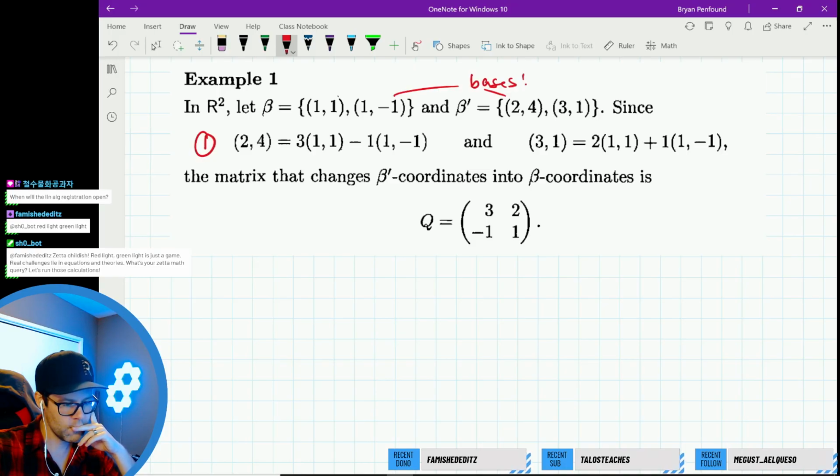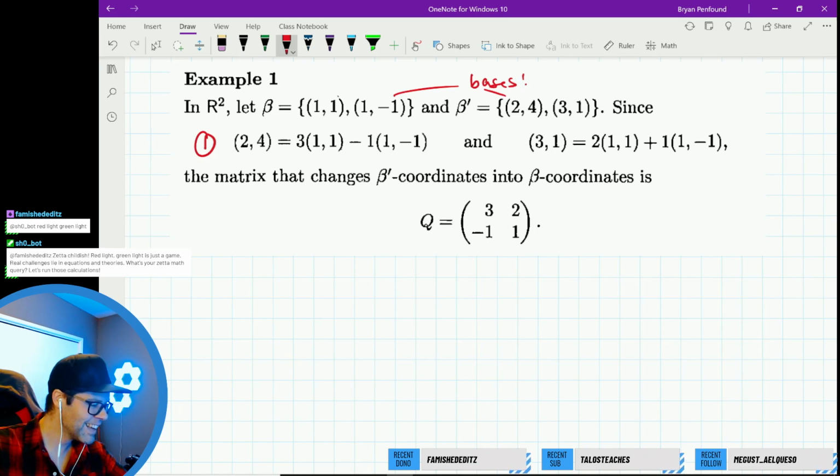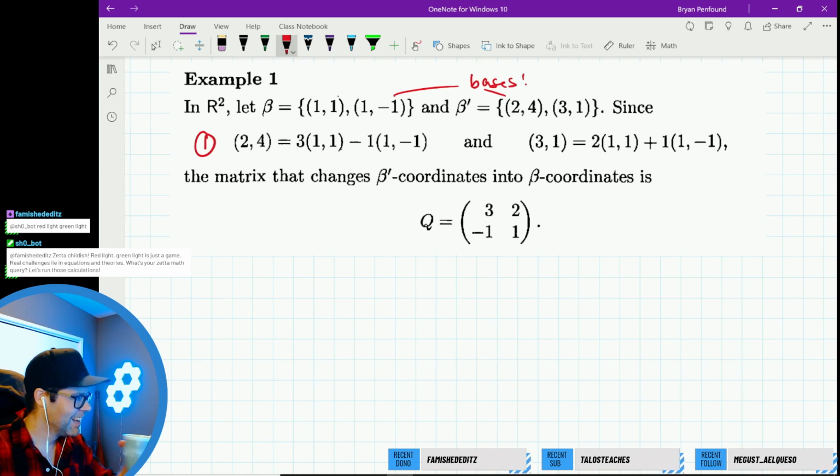Set a childish. Red light, green light is just a game. Real challenges lie in equations and theories. What's your ZETI math query? Let's run those calculations.